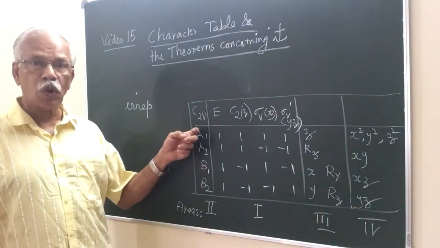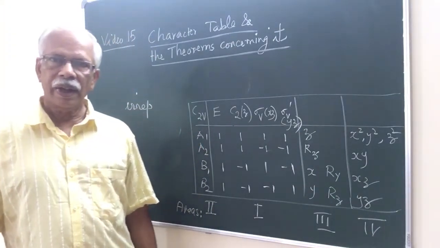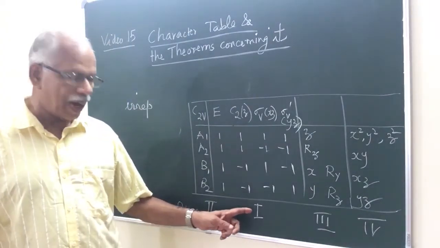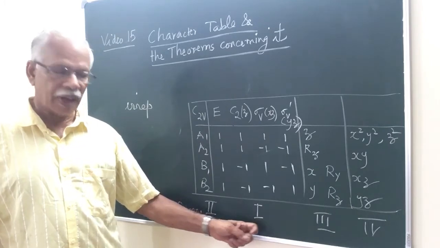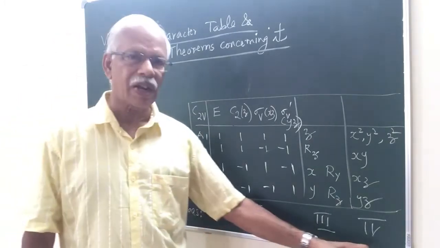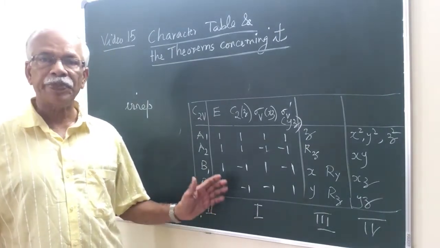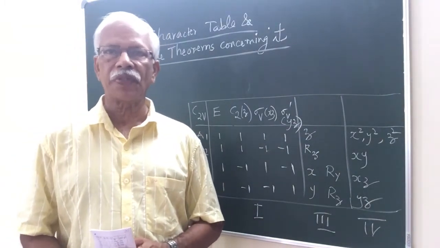a C2V group to which water molecule belongs. Any character table has got 4 areas. The widest area is denoted as 1. Then the other areas are 2, 3 and 4. In this widest area 1, you find the characters of the irreducible representations of the point group.